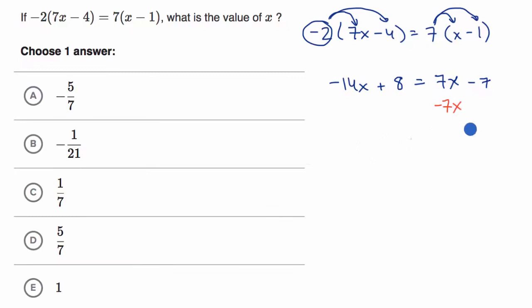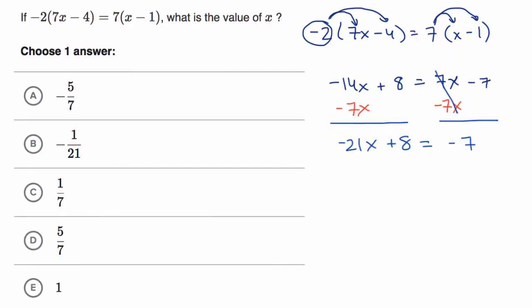But of course, if we want to subtract 7x from the right, we have to do it from the left as well if we want to keep this being an equation, keep this equality here. Whatever we do to the right, we have to do to the left and vice versa. And so this is going to get us to our left-hand side, negative 14x plus negative 7x. Well, that is negative 21x. Negative 21x plus 8 is equal to, these cancel out, and then equal to negative 7.